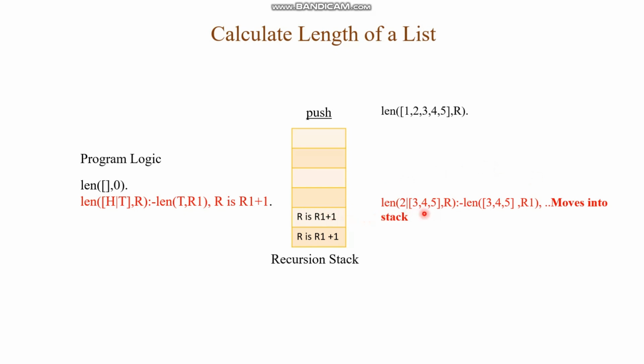Once it is done, with the new list 3, 4, 5, since at this stage the program len has been executed again, recursively it goes back to the start of the program, that is the base condition, with the new list 3, 4, 5. Again it checks whether the base condition, the empty list, holds. It is false, so it splits again into head and tail. Again the tail part is recursively called.